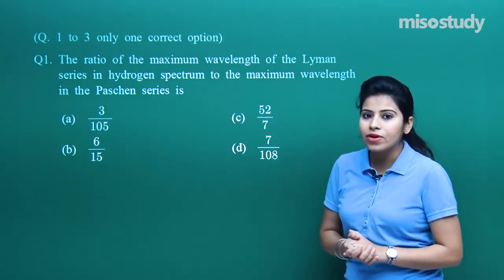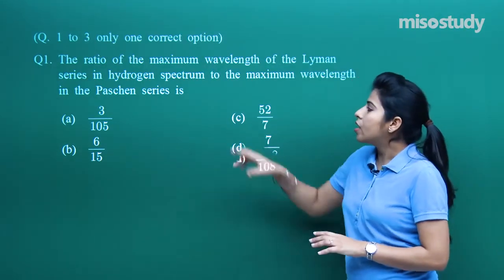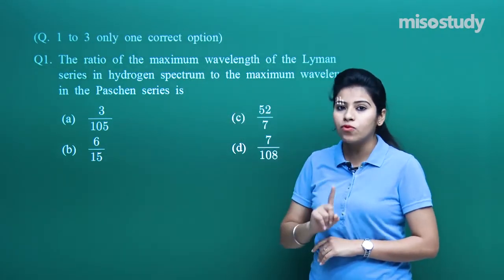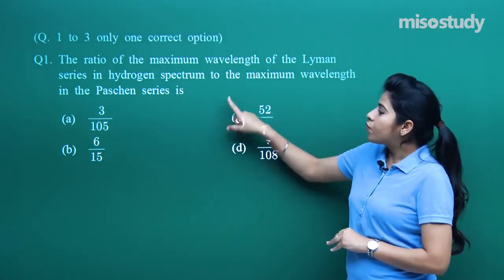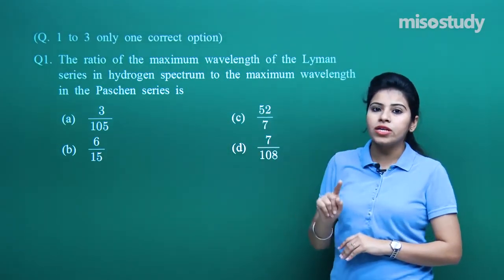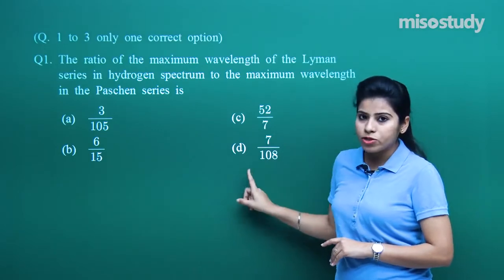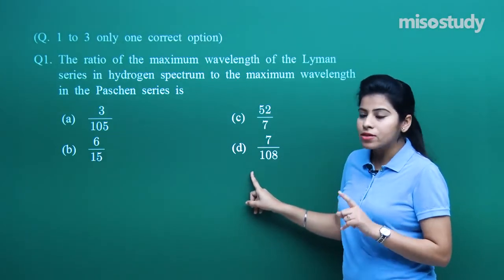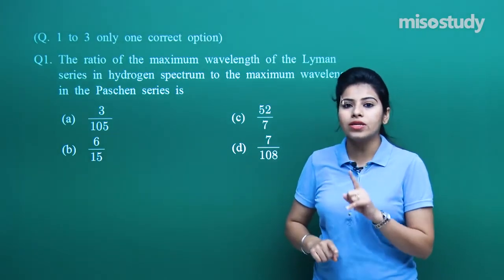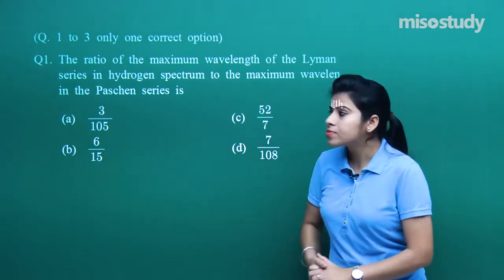We have here question number 1 to 3 in which only one option would be correct. So from question number 1 to 3 we will have 4 options with us. From that we have to choose only one correct option, right?